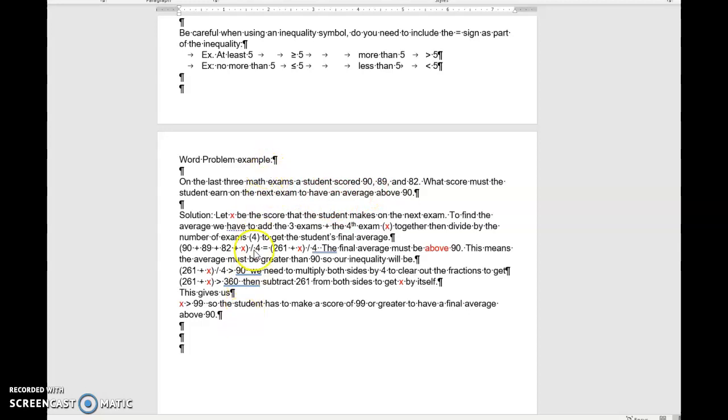So hopefully this is helping you work through these word problems and discuss what the appropriate steps are to solve any word problem, whether it's an equation or an inequality.